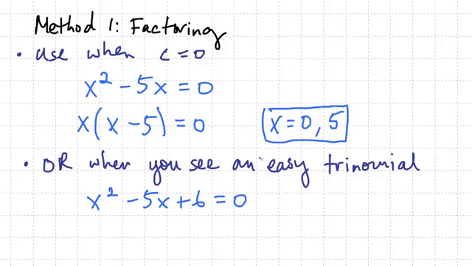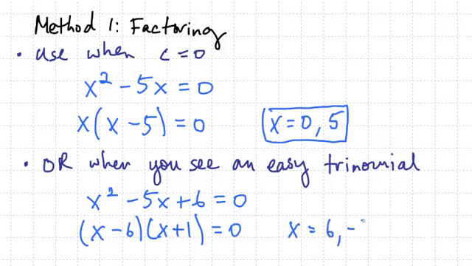Another instance where I might prefer to factor is if I see an easy trinomial. And by easy I mean something that I recognize, something that I've factored before. So for example, on the left side here I have x squared minus 5x plus 6. Now I've done this factoring problem before. This factors into (x minus 6) and (x plus 1). Now that I've fully factored the left side, I know that x could be 6 or x could be negative 1.